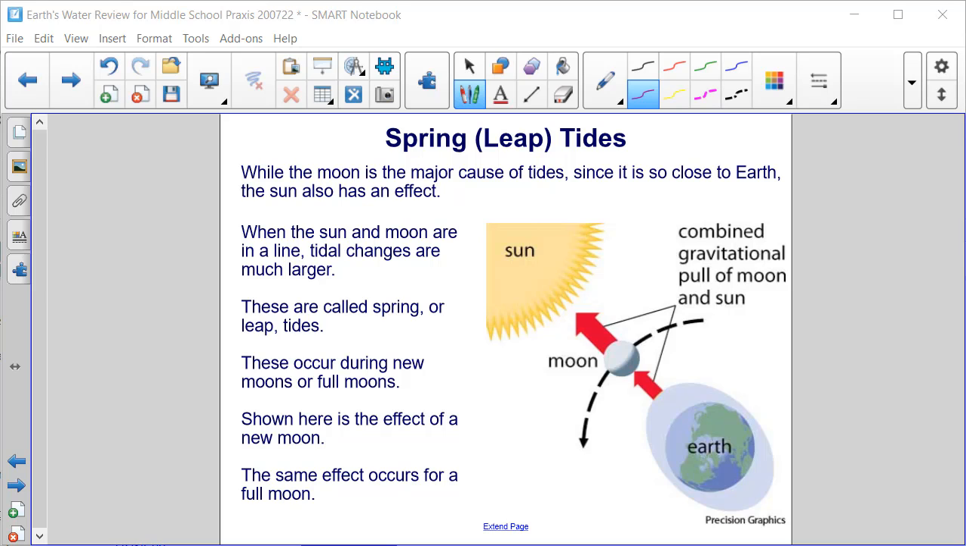Spring or leap tides. While the Moon is the major cause of tides, since it is so close to Earth, the Sun also has an effect. When the Sun and Moon are in a line, tidal changes are much larger. These are called spring or leap tides. These occur during new moons or full moons. Shown here is the effect of a new moon. The same effect occurs for a full moon. So what we're getting here is the combined gravitational pull of the Moon and the Sun. And so we get these even larger tides based on that gravitational force pulling.